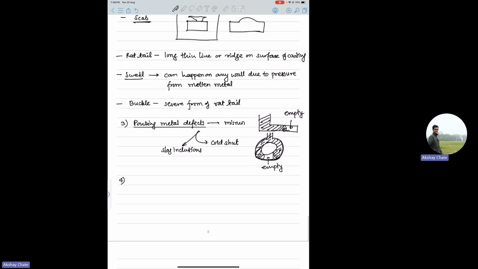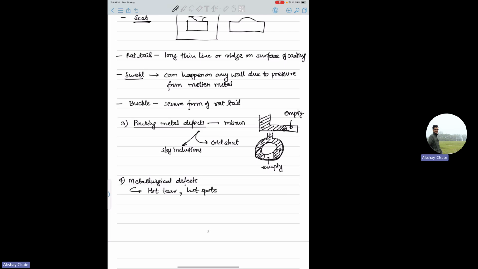And then the fourth ones are metallurgical defects, such as hot tear, hot spots.